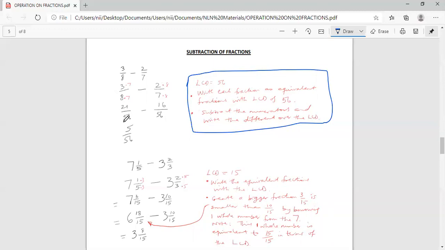Once you have written the equivalent fractions with the LCD, subtract the numerators. 21 minus 16. So that gives us 5 over the LCD, which is 56. All right, good.